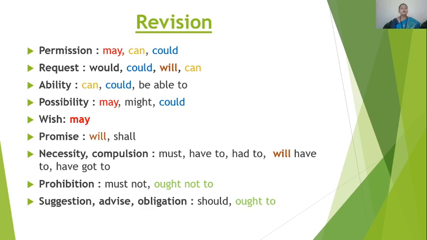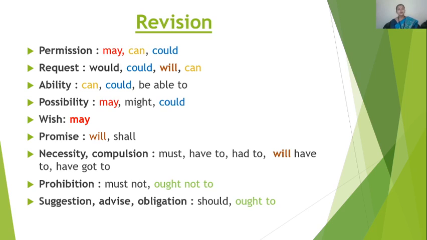Then come to the request. For making a request, would and could, these two modals express more politeness, while will and can are the informal way of making a request. For ability, to show someone's ability, we use can, could, and be able to. So can shows the ability of a person in present, while could shows the general ability of a person in past. And be able to, I am able to. What is be? Be is the form of is, like I am able to do this, or he was able to do this. So able to shows the ability of a person in a particular situation.